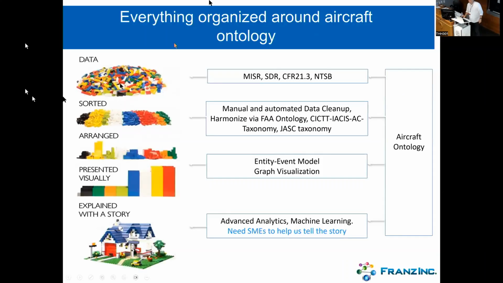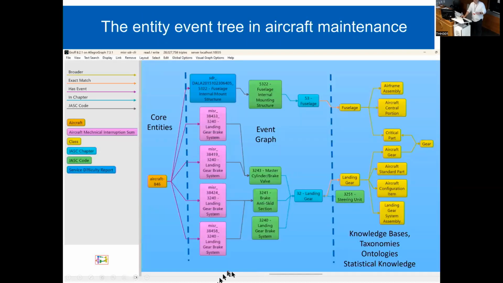And so, before repeating, we had systems and databases that we got from various places. We cleaned it all up and harmonized it, put it in this entity event model, and then ultimately we could run machine learning on top.